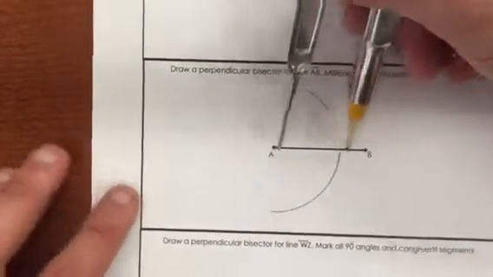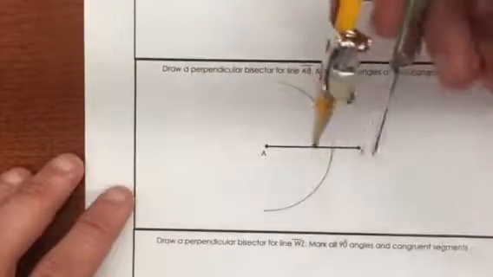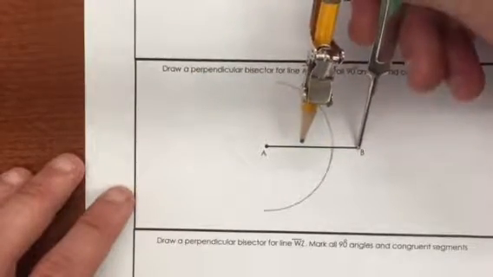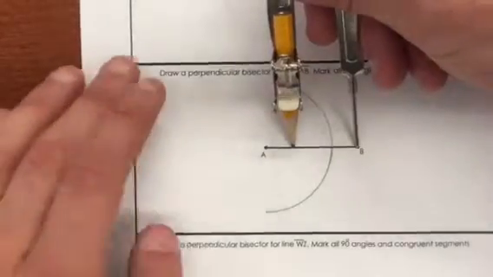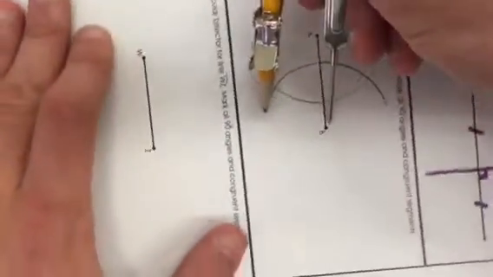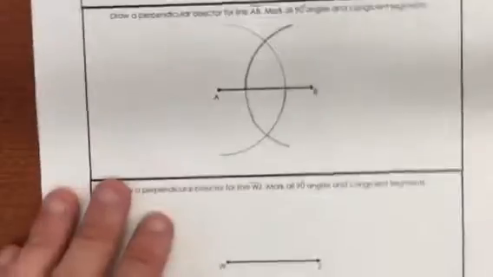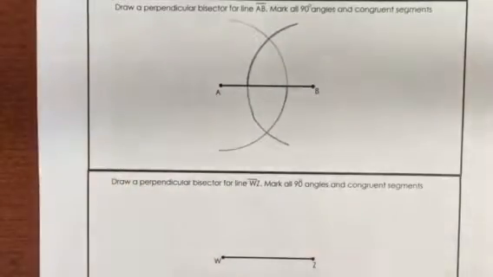Now what you're going to do is just turn your compass around and do the same thing on point B. So open up a little more than halfway, you don't change anything. You can just draw another semicircle. So we're just going to go around. Look at that. Inspirational. Okay, that's step 2.